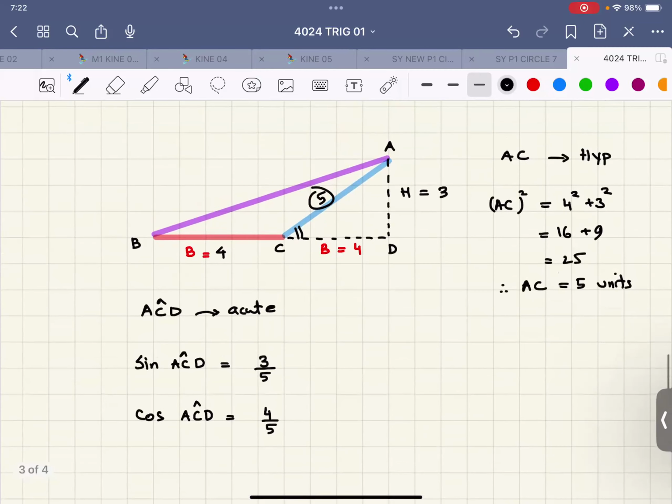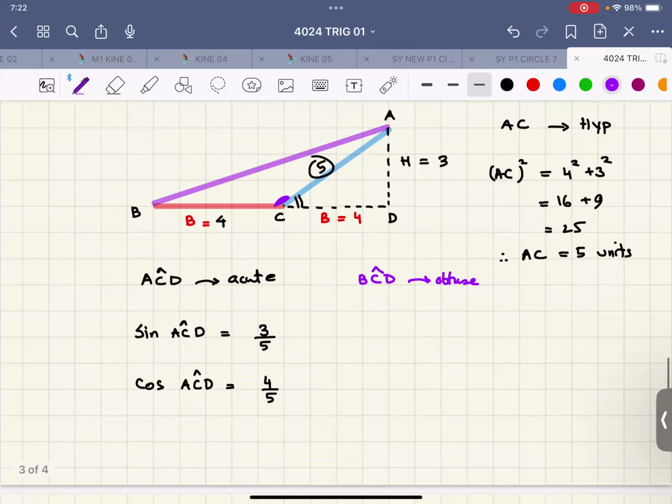Now, let me look at the angle which is over here, which is BCD. BCD is obtuse. This is the angle that I'm talking about. Now, one other thing is that ACD and BCD, they are supplementary angles. They add up to 180 degrees.